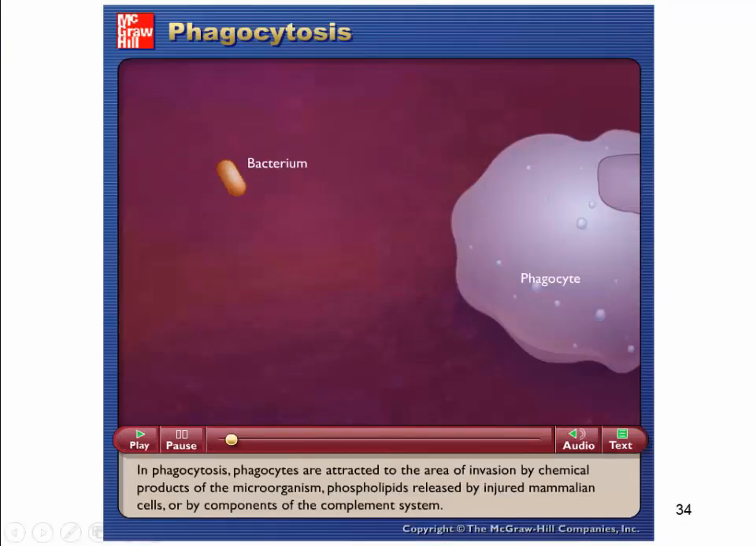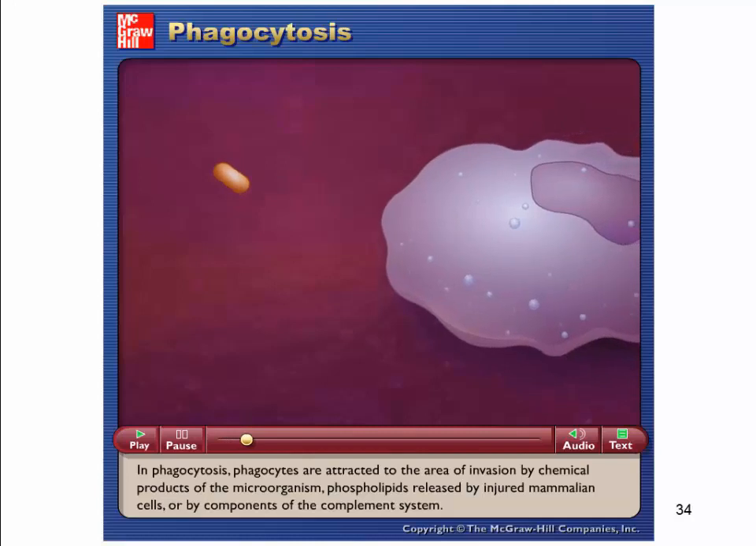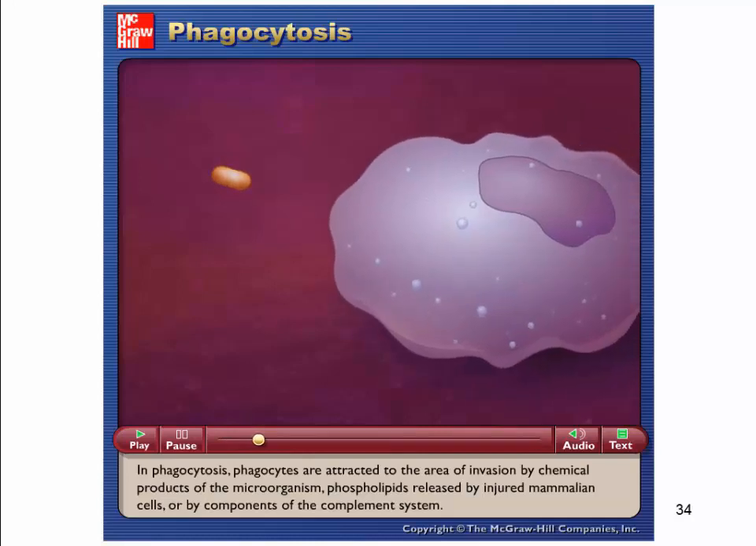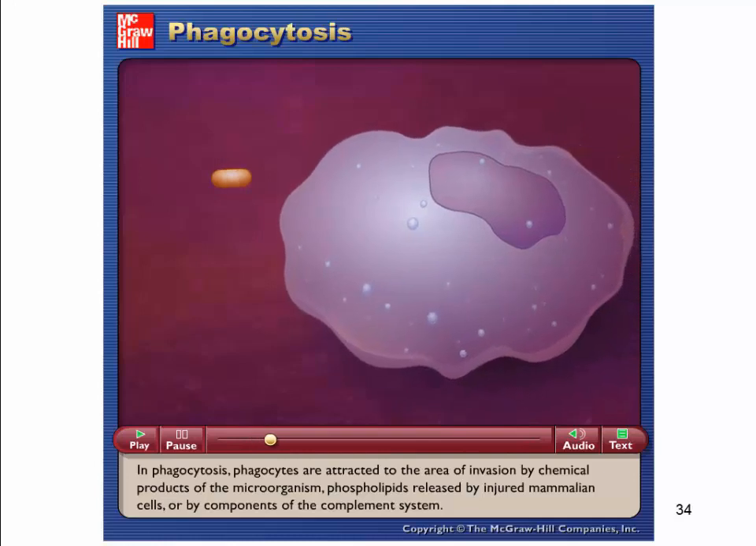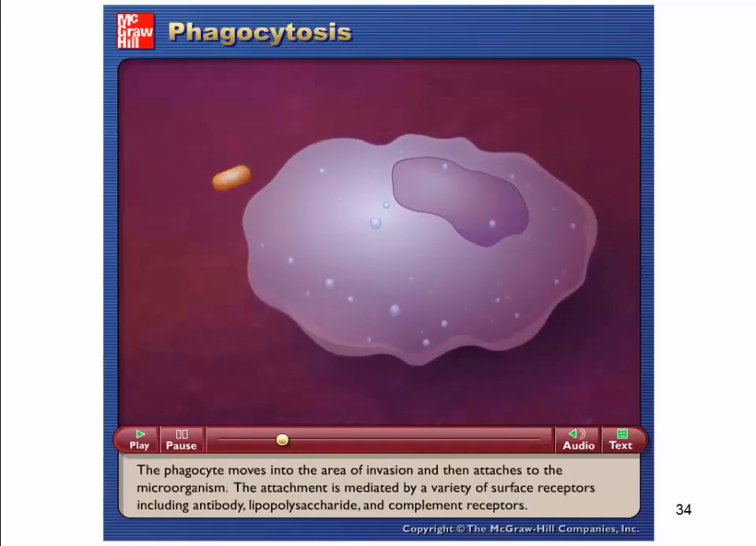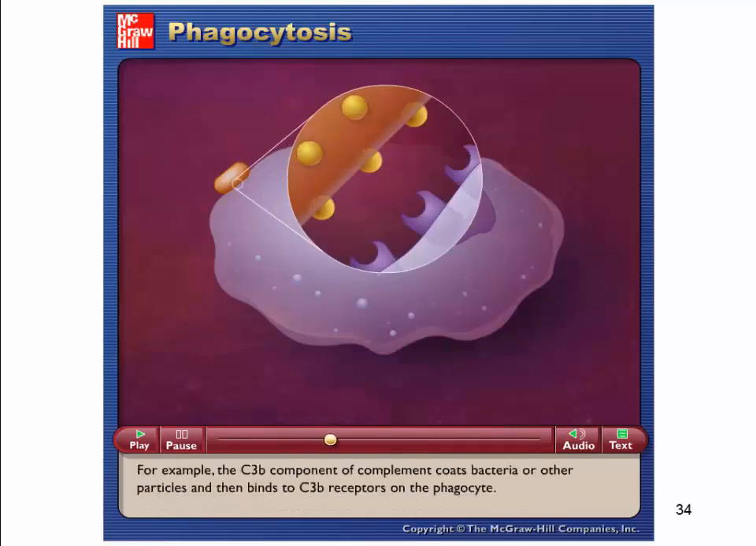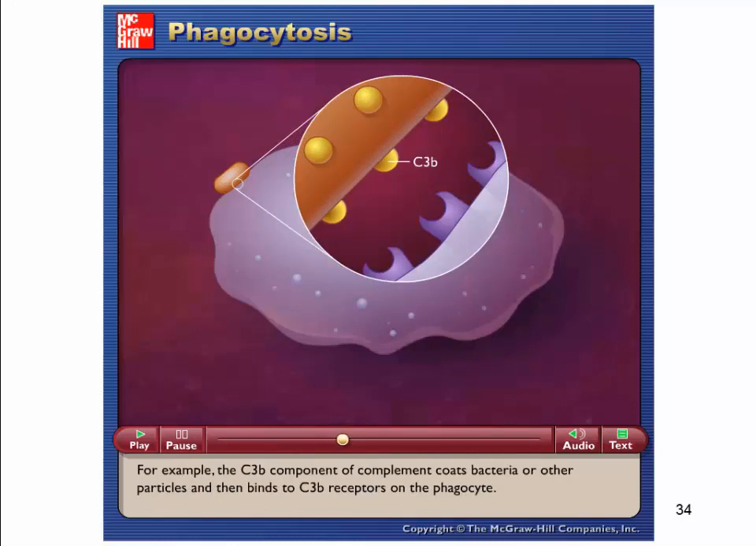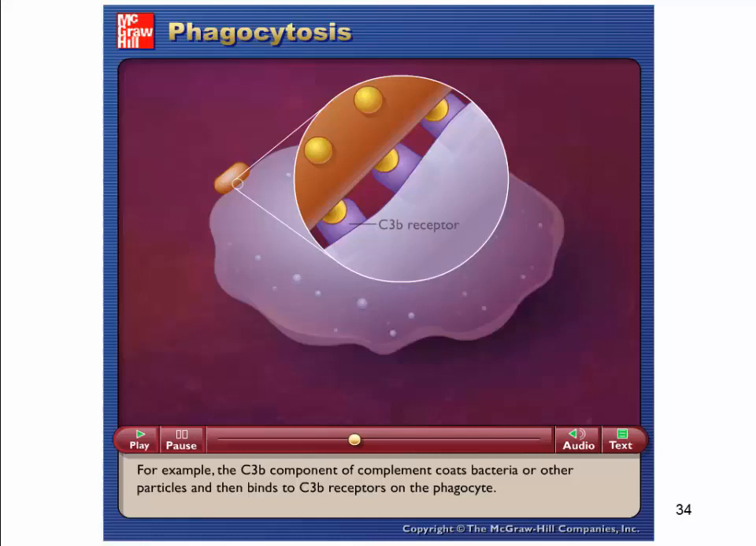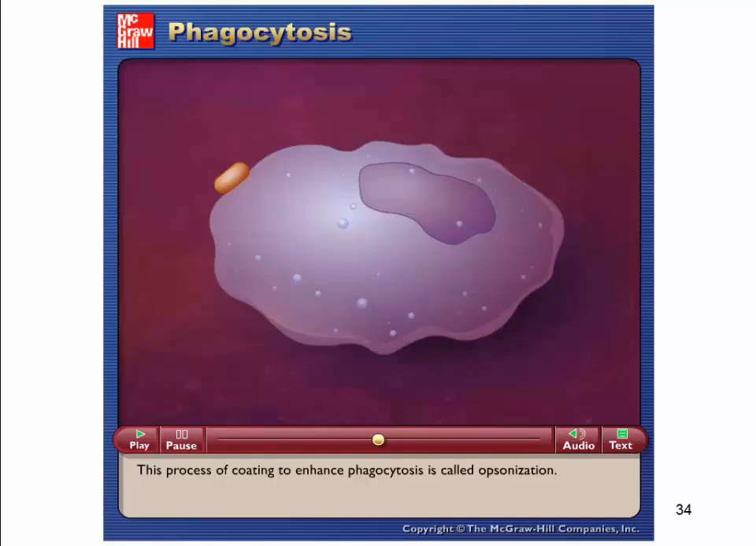Attracted to the area of invasion by chemical products of the microorganism, phospholipids released by injured mammalian cells, or by components of the complement system, the phagocyte moves into the area of invasion and then attaches to the microorganism. The attachment is mediated by a variety of surface receptors, including antibody, lipopolysaccharide, and complement receptors. For example, the C3b component of complement coats bacteria or other particles and then binds to C3b receptors on the phagocyte. This process of coating to enhance phagocytosis is called opsonization. The microorganism is then engulfed by the phagocyte into a vacuole known as a phagosome.